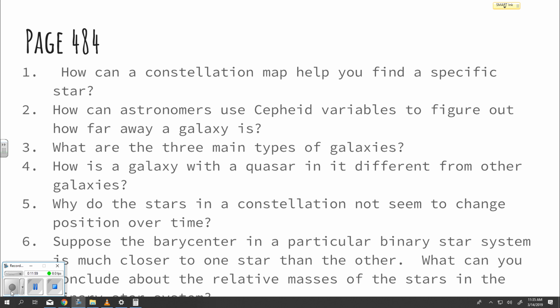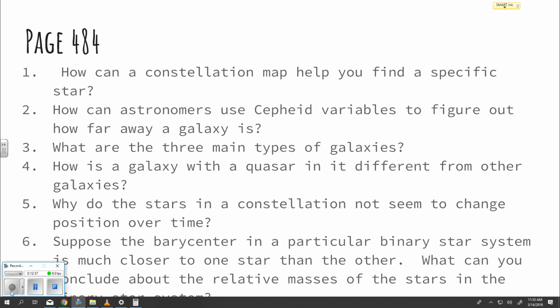How can a constellation map help you find a specific star? How can astronomers use Cepheid variables to figure out how far away a galaxy is? What are the 3 main types of galaxies? How is a galaxy with a quasar in it different from other galaxies? Why did the stars in a constellation not seem to change position over time? Suppose the barycenter in a particular binary star system is much closer to one star than the other. What can you conclude about the relative masses of the stars in the binary star system?